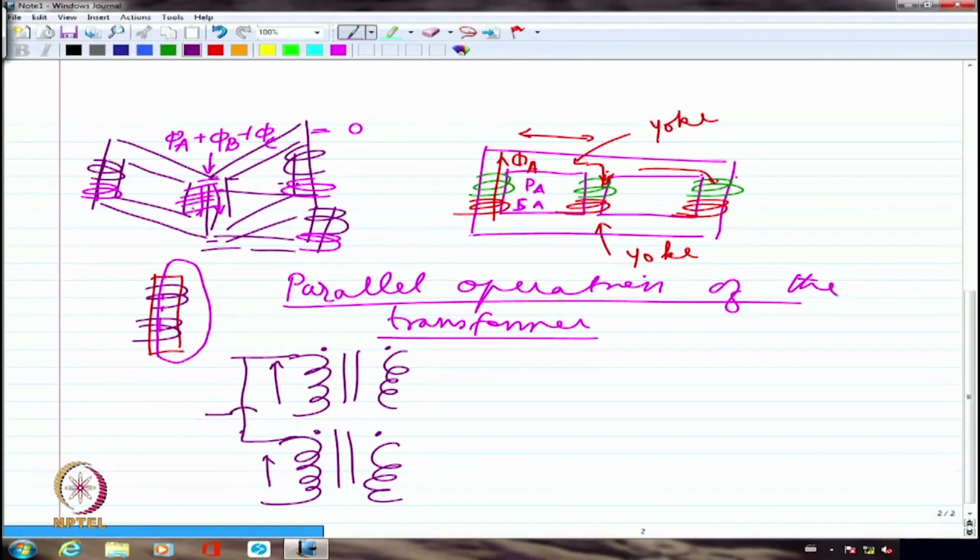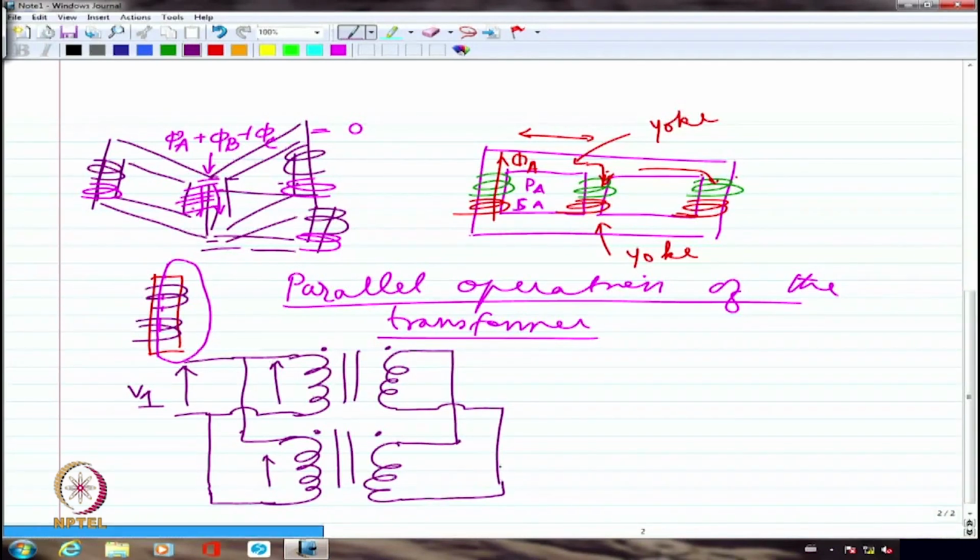Now I am going to connect this dot with this dot, and similarly this non-dot terminal with the other non-dot terminal. Right. Now I am going to apply V1 here. So the primaries are connected in parallel. This is what we mean by connecting them in parallel. I have connected the primaries in parallel. Now as far as secondaries are concerned, again I have to connect this dot and this dot together, and this and this together.